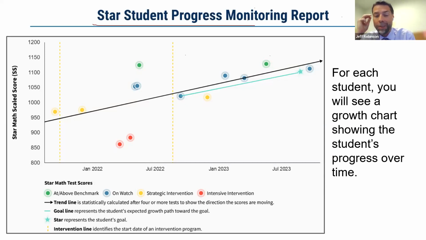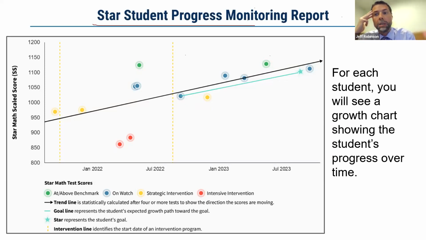If it's not working and they're not progressing fast enough, the opposite could be true. If their performance is far exceeding where their goal is, then maybe it's increasing the goal to be more aggressive. Different options of how you want to use the report based upon the student performance.